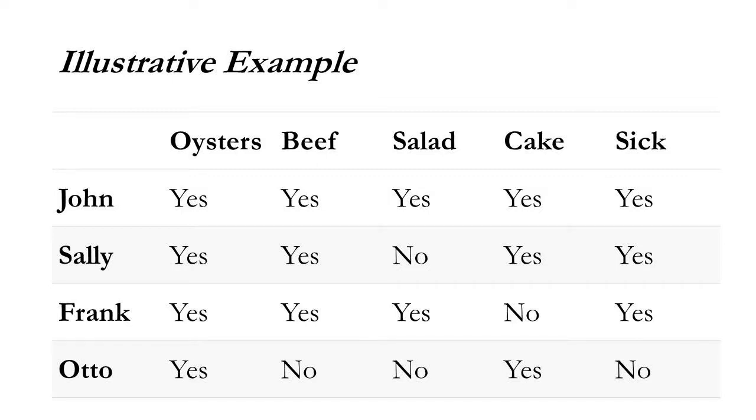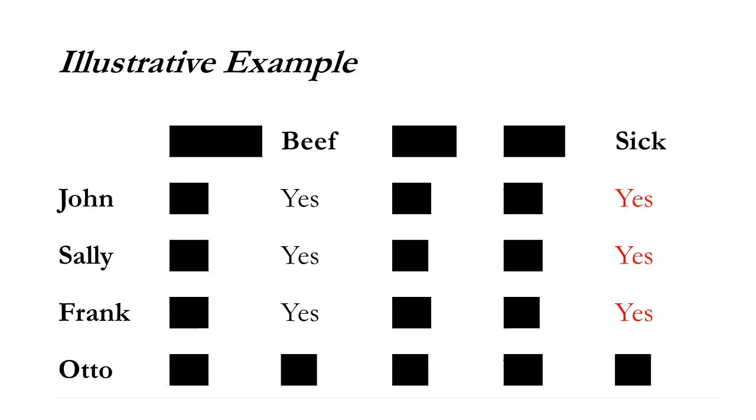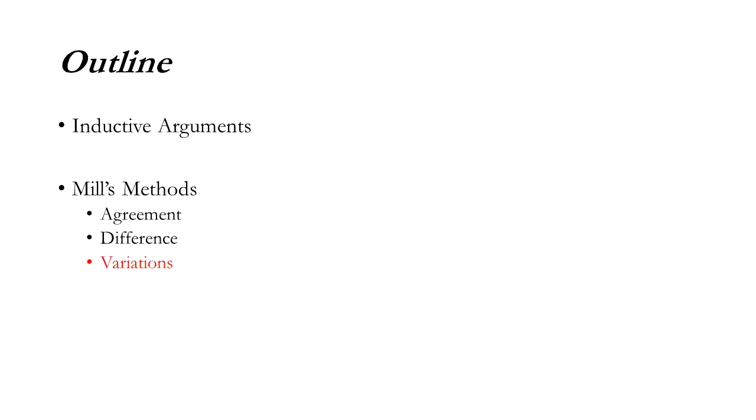No sickness for Otto. Now, check it. Otto did have the oysters. Didn't get sick. Okay, so we can rule out the oysters. And, of course, we don't even need to talk about Otto in this case anymore. Now, thinking about sick. Everybody here is sick. What did they have? All right, well, look, check it out. Sally, she didn't have salad, but she got sick. Frank didn't have cake, but he got sick. Looks like we don't need those. Must have been the beef. Method of agreement and difference.